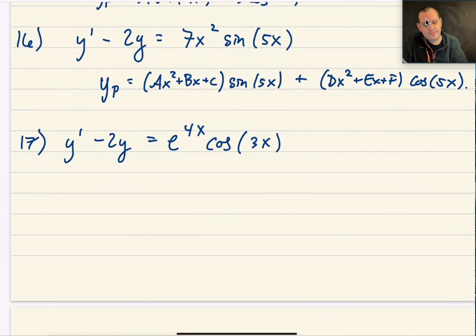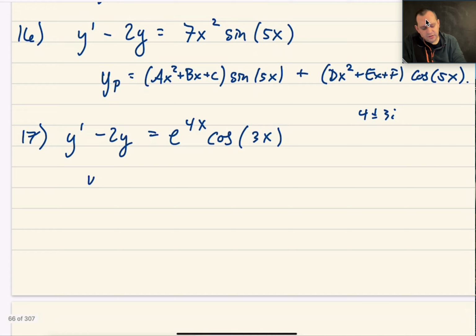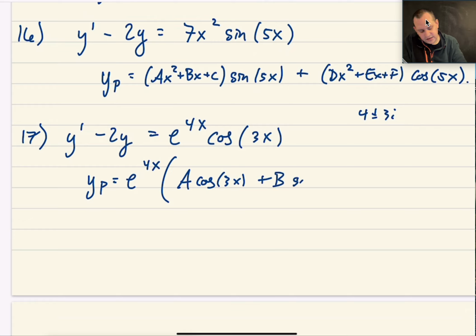is we could think about what this e to the 4x cosine of 3x should remind you of. When you have complex solutions, and your solutions were something like 4 plus or minus 3i, right? That's where you would get an e to the 4x cosine of 3x or e to the 4x sine of 3x. And so your particular solution is going to be very similar. You're going to have an e to the 4x times a cosine of 3x plus b sine of 3x. And it turns out that's going to be the right guess for the particular solution there.